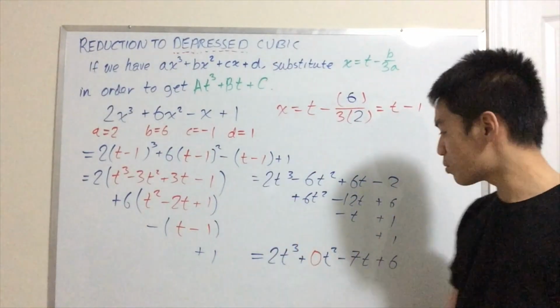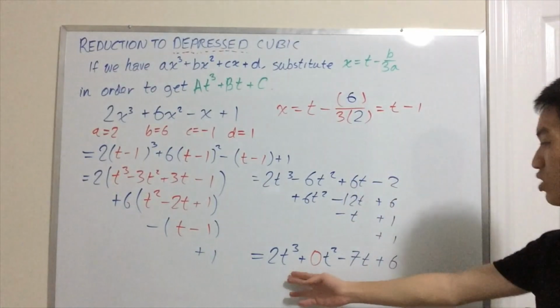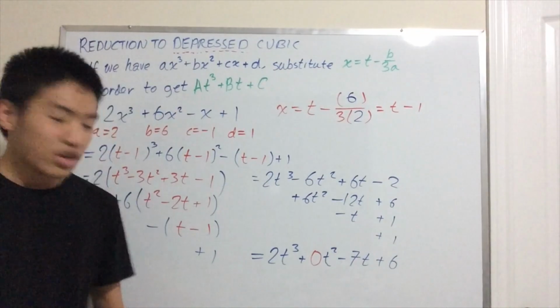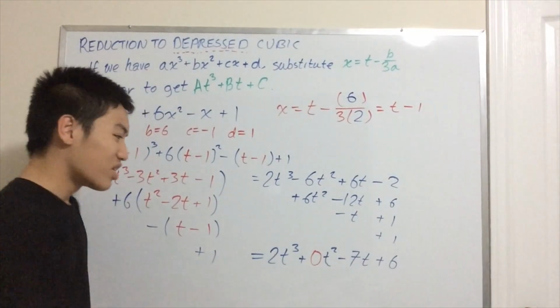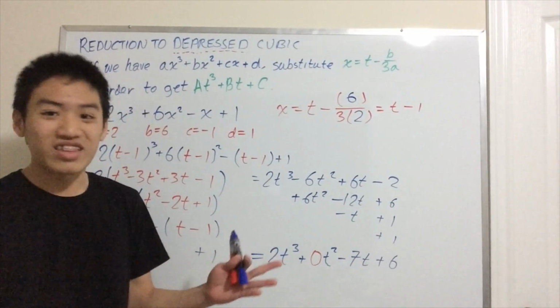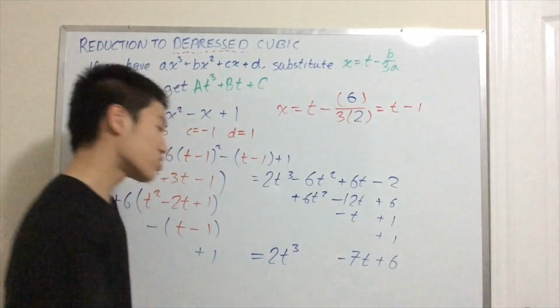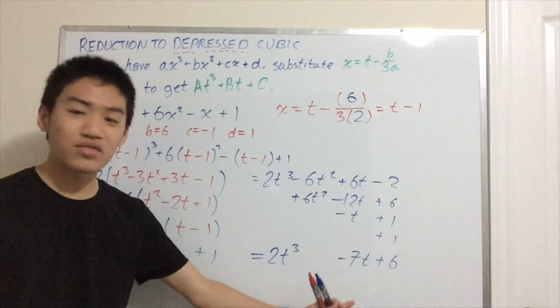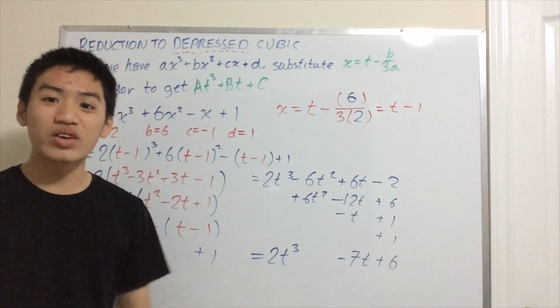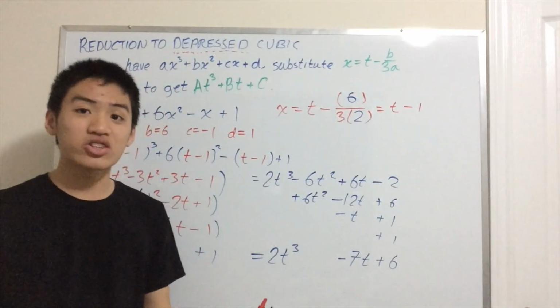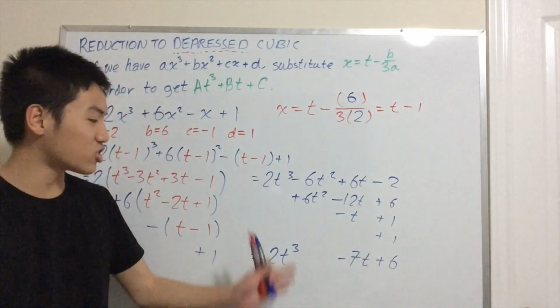now we group the like terms, and here we have it. We have 2t cubed plus 0t squared minus 7t plus 6. And remember, if we have 0t squared, it's like we have no t squared term, and it is indeed depressed. So we could also say it's just 2t cubed minus 7t plus 6. And there we go. This was a nice example of how we can reduce any cubic function to a depressed cubic function of this form.